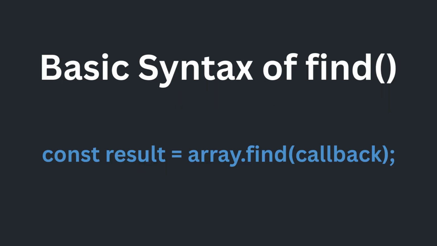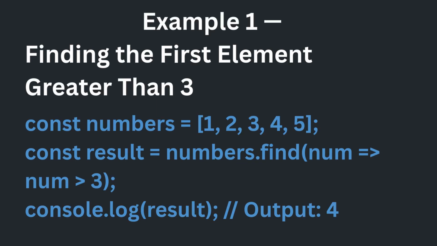The find method is a built-in array function in JavaScript. It takes a callback function as an argument and executes that function for each element of the array. The callback function checks each element against a condition. If the condition is met, find returns the first matching element. Otherwise, it returns undefined.